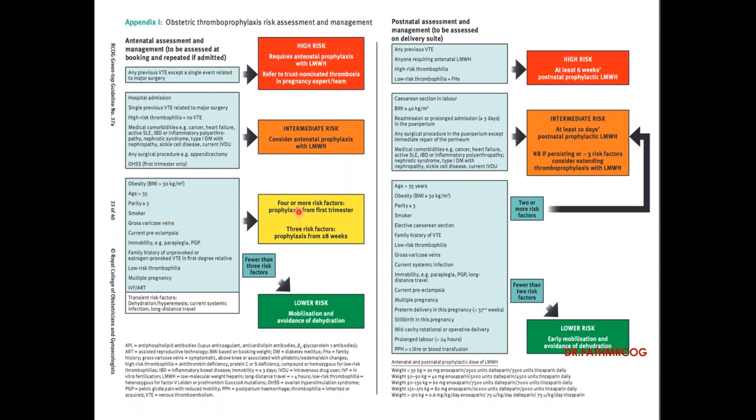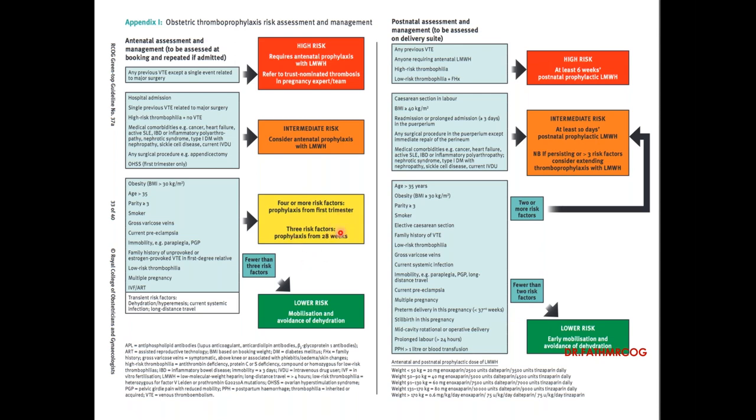Here, if there are four or more risk factors, this is prophylaxis from the first trimester. Obesity with BMI of 30 or more gives a score of one, and BMI of 40 or more gives a score of two. Age more than 35, parity of 3 or more, smoker, gross varicose veins, current preeclampsia, immobility, family history of unprovoked or estrogen-provoked VTE in a first-degree relative, or low risk thrombophilia, multiple pregnancy, IVF and ART. A patient with 4 or more risk factors will be given prophylaxis from the first trimester.